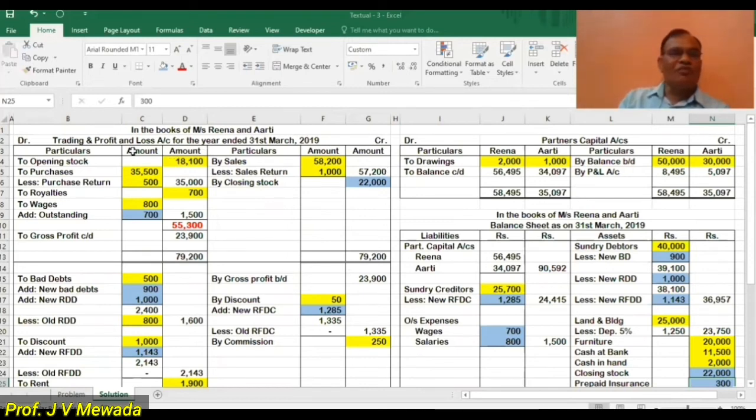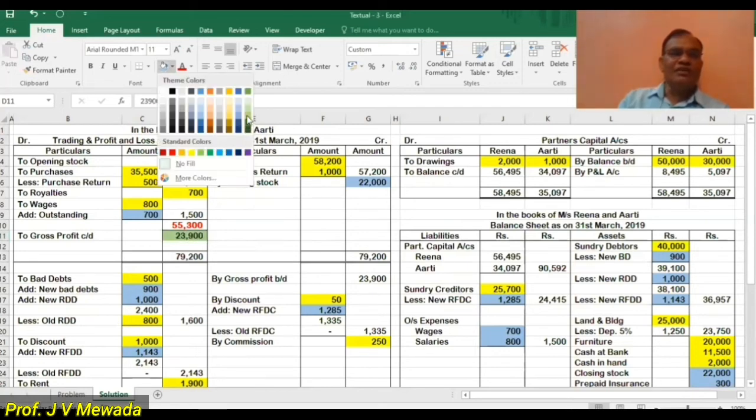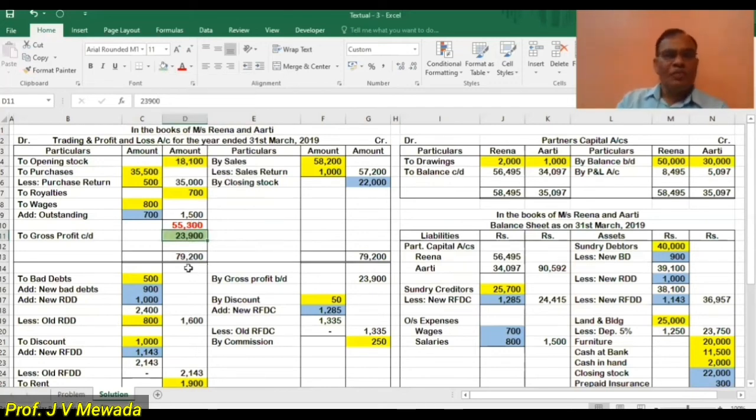And on debit side, we have opening stock, purchase minus purchase return, the outer column is 35,000, and wages total is 1,500. So the total of the debit side up to wages is 55,300. Now the credit side is heavier than the debit side. So the difference 23,900 is gross profit. So this particular difference is now gross profit 23,900.